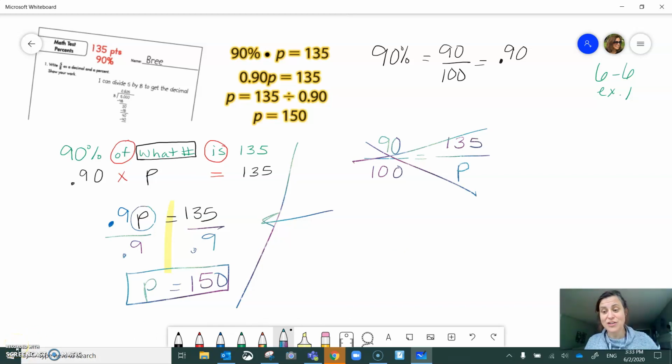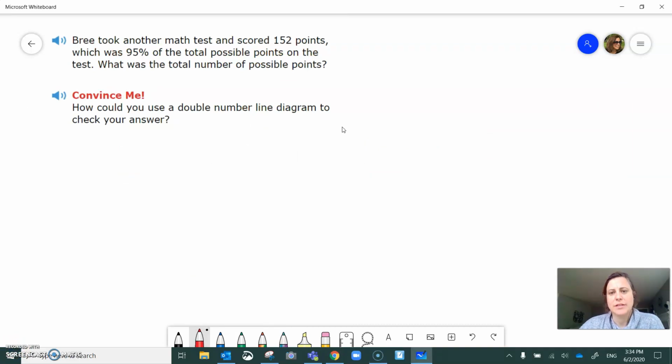Oh, I need to do the try it. Okay, hold on. Okay, we're back with Bree. So this is the 6-6 example 1, try it. Bree took another math test and scored 152 points, which was 95% of the total possible points on the test. What was the total number of possible points?